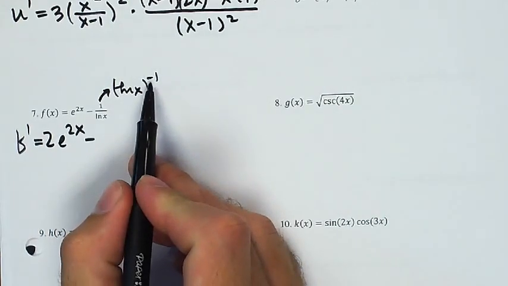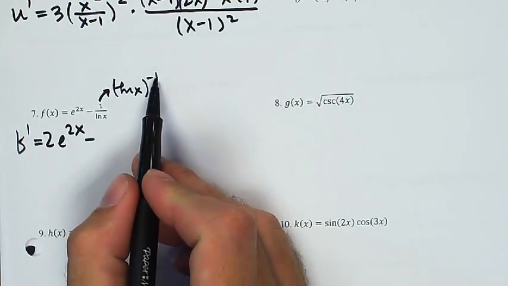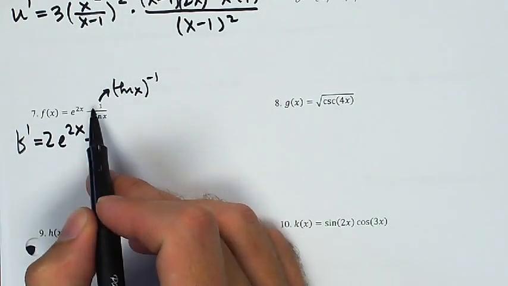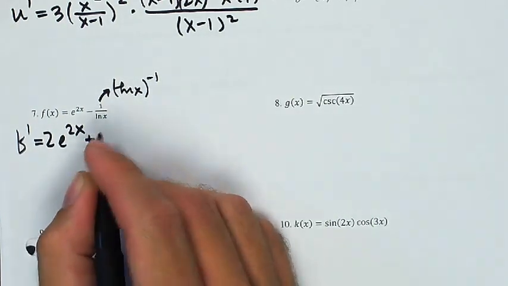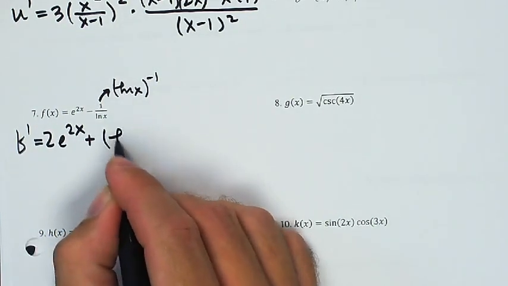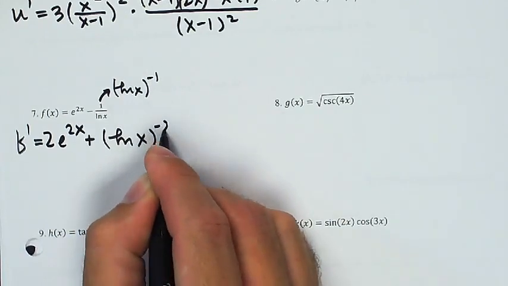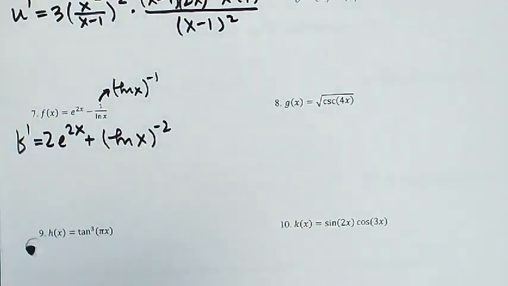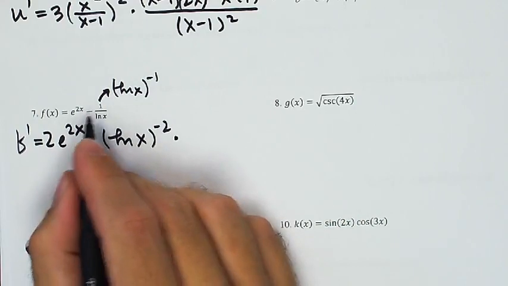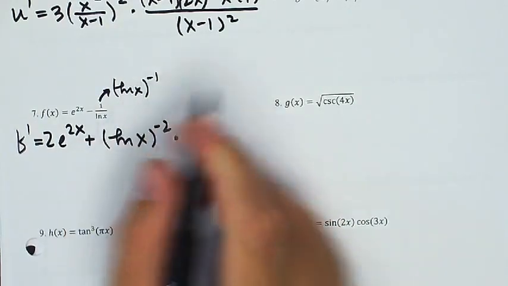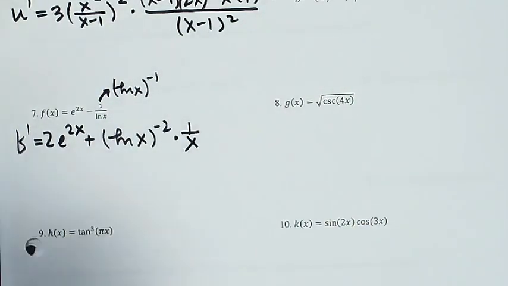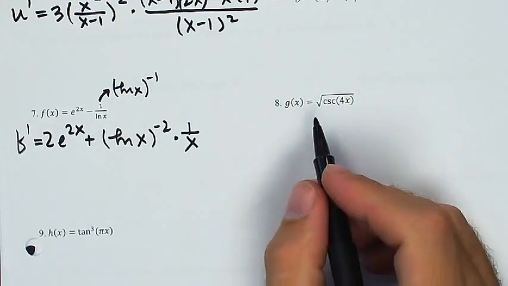So when I do the derivative, I start with the outside, that's the power. Negative 1 times this negative becomes a positive. Log x to the negative 2. Then we need to multiply by the derivative of log x because that's the inside for the chain rule. Right?